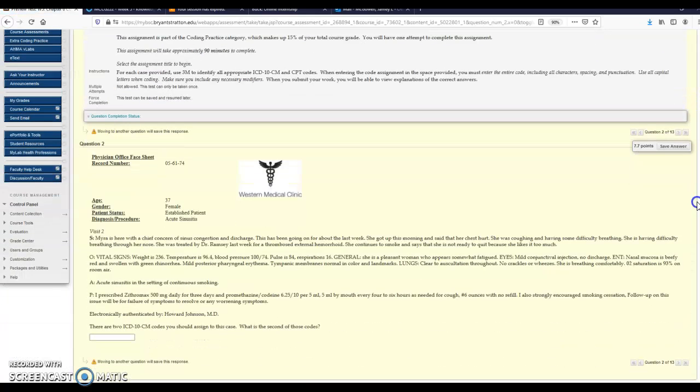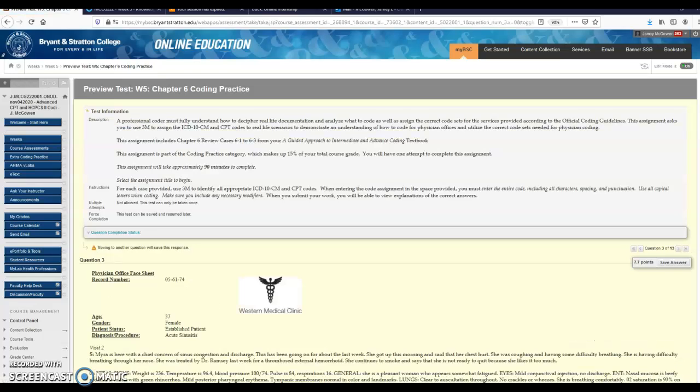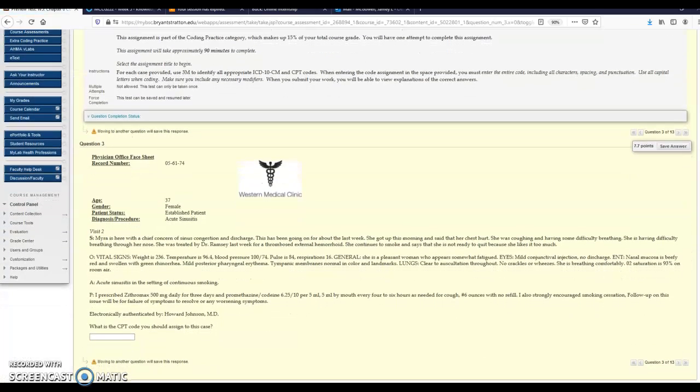Okay, question two. Sorry, this is actually asking you for the second code of this. So again, remember acute sinusitis and the patient is continuing to smoke. The third thing is asking you what is the CPT code.